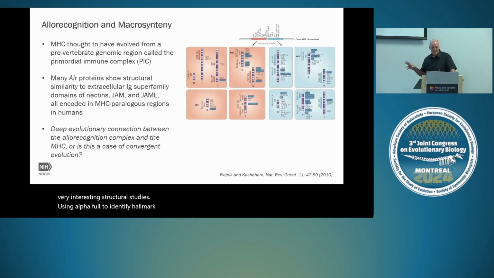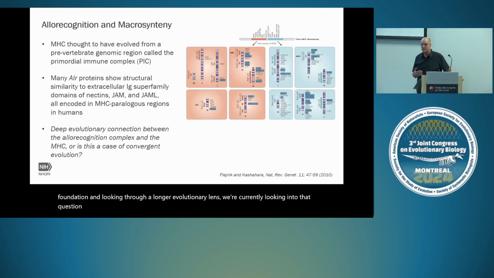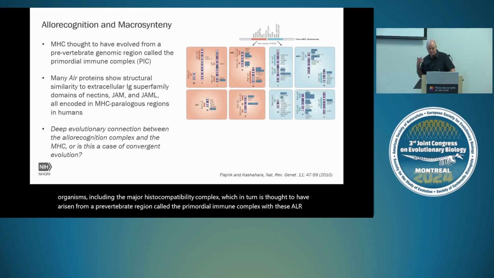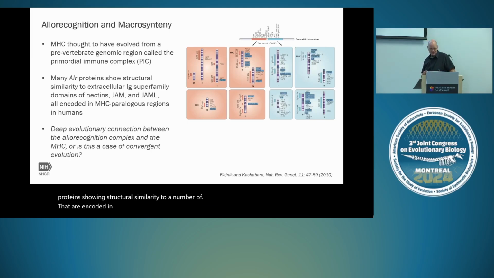Using these data as a foundation and looking through a longer evolutionary lens, we're currently looking into whether there is macrosynteny between the ARC and similar regions in other organisms, including the major histocompatibility complex, which in turn is thought to have arisen from a pre-vertebrate region called the primordial immune complex, with these ALR proteins showing structural similarity to a number of proteins that are encoded in MHC paralogous regions in humans.